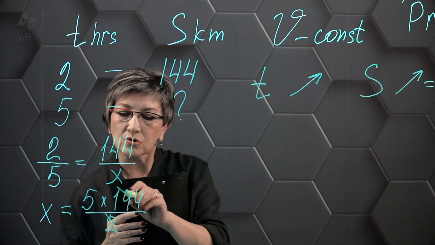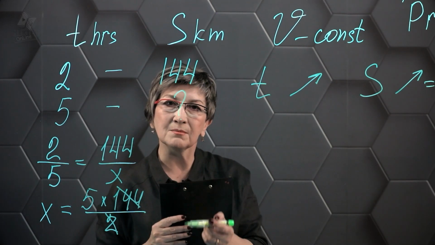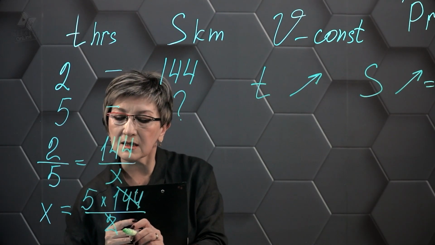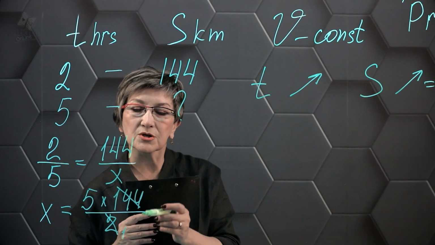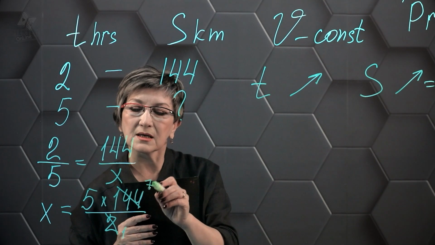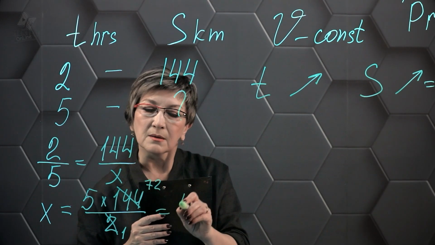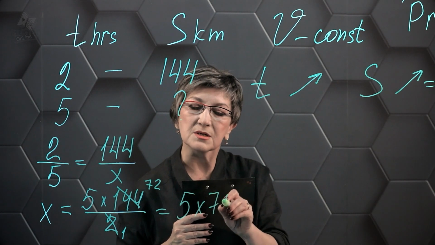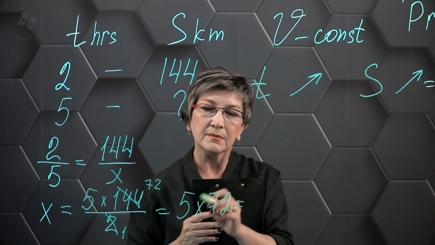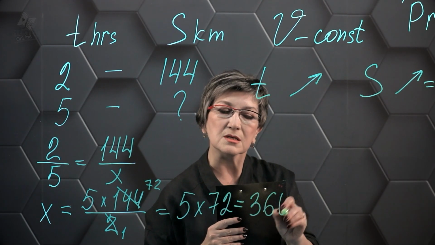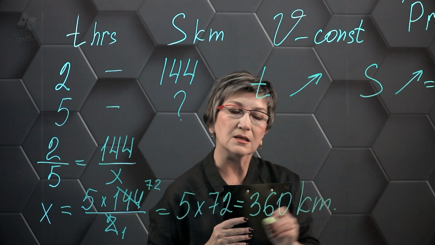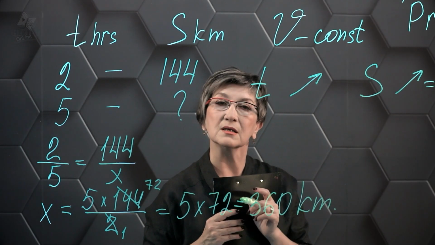2 and 144 we will divide by 2. 2 divided by 2 is 1. 144 divided by 2 is 72. 5 times 72, that's 360. 360 kilometers, which will be our answer.